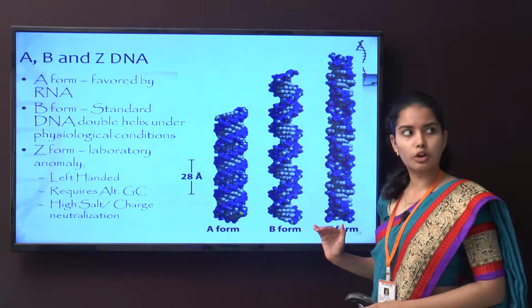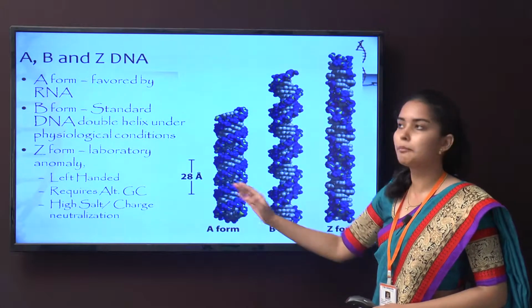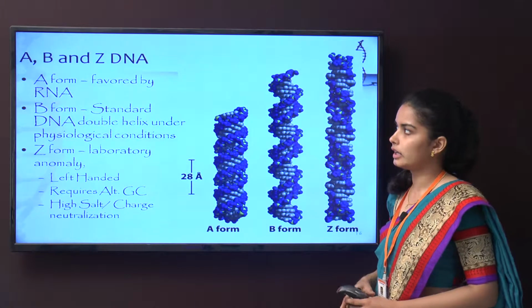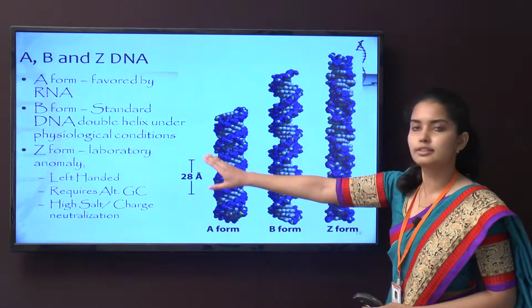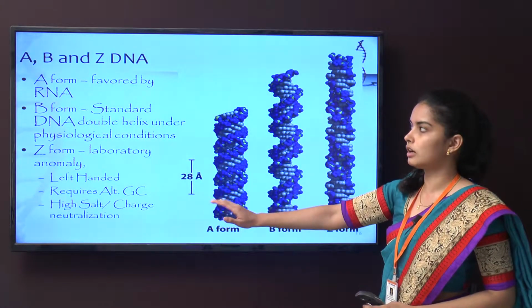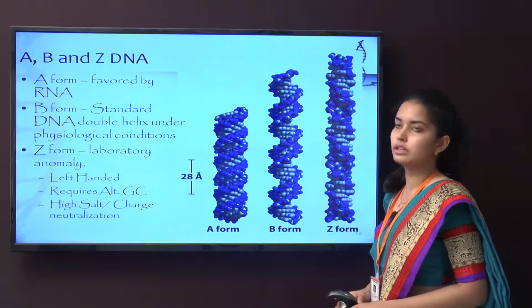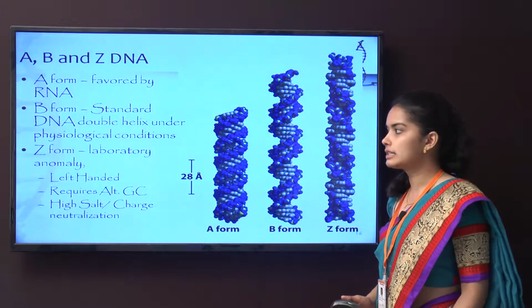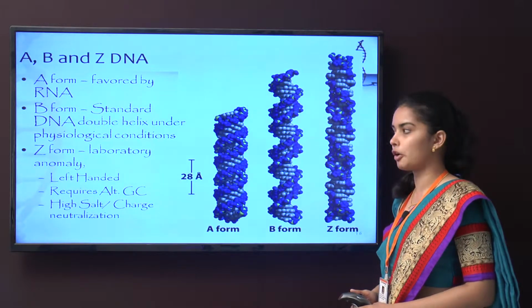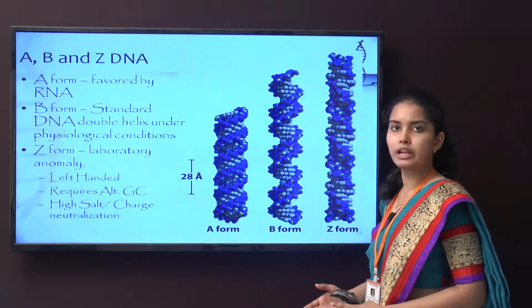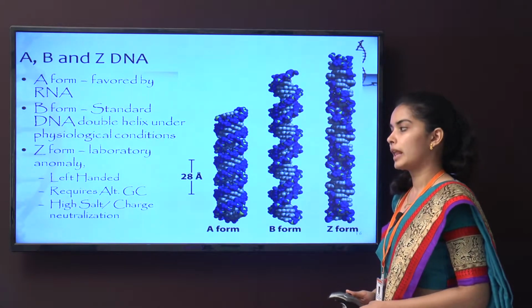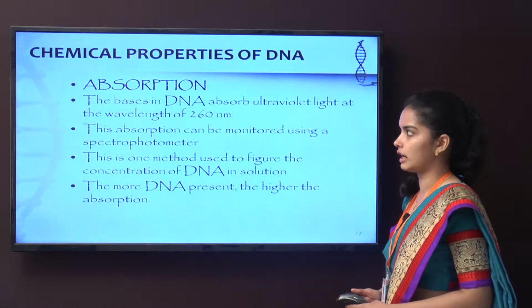There are three types of DNA, that is A DNA, B DNA and Z DNA. A DNA is formed by RNA. This is the A DNA, it has 28 Angstrom in one turn. B DNA is the standard double helix DNA under physiological conditions, and the Z form is the laboratory anomaly. It is left-handed, it requires alternate G and C nucleotides, high salt and charge neutralization.